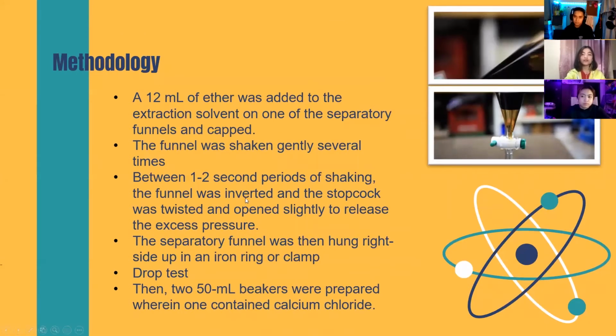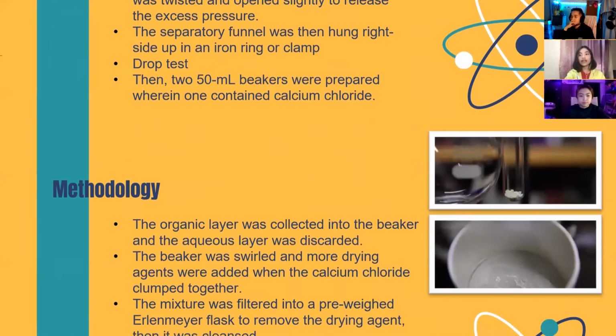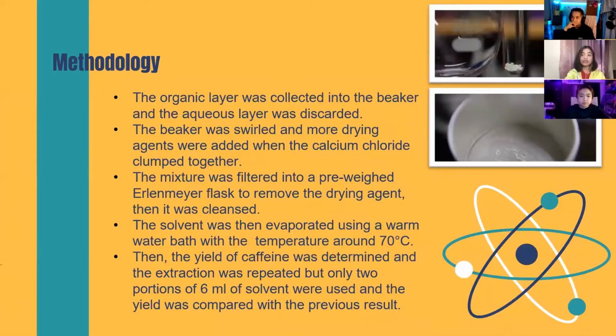The separatory funnel was then hung right side up in an iron ring, and the layers were allowed to separate. The organic layer was then determined through a drop test, wherein a drop of solvent was added to identify in which layer the drop dissolved. Then two 50 ml beakers were prepared, wherein one contained calcium chloride. The organic layer was collected into the beaker with calcium chloride, and the aqueous layer was later discarded.